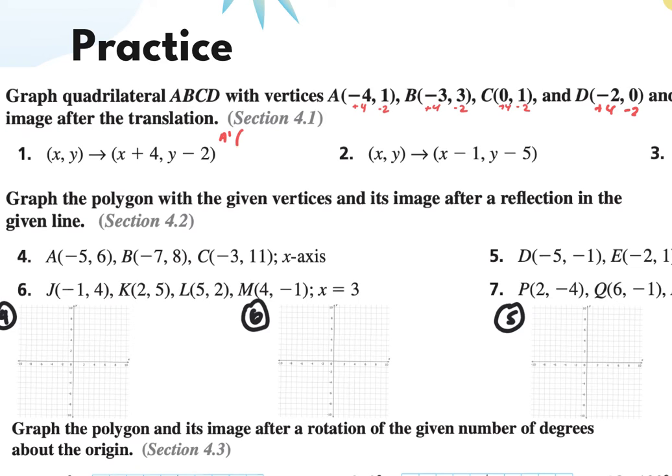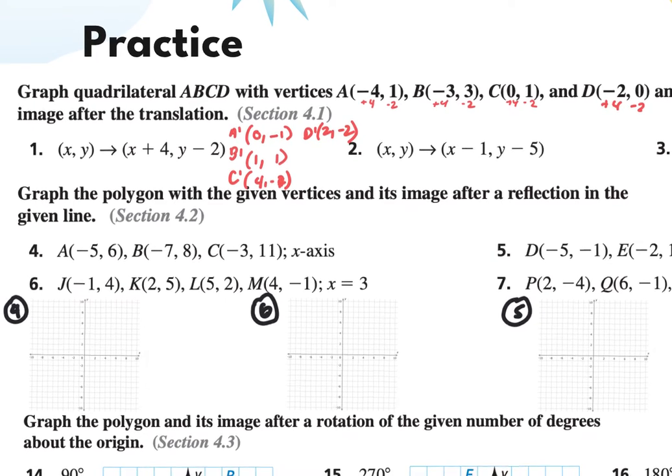So then A prime would be 0 and -1. B prime would be 1 and 1. C prime would be 4 and -2, and D prime would be 2 and -2. This is -1. 4 and -1, yeah.